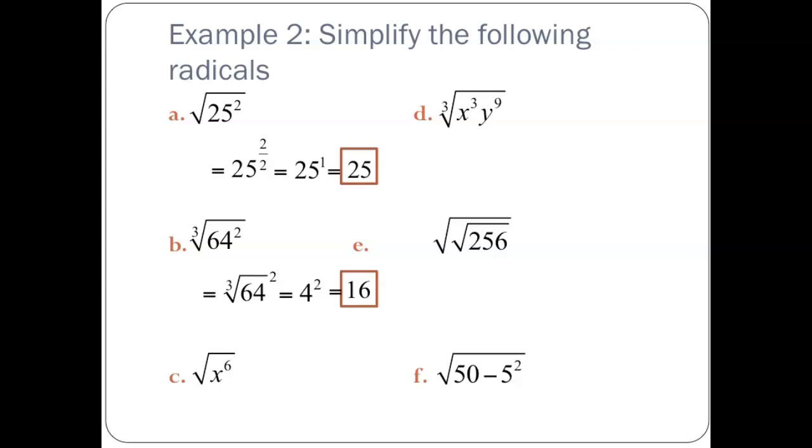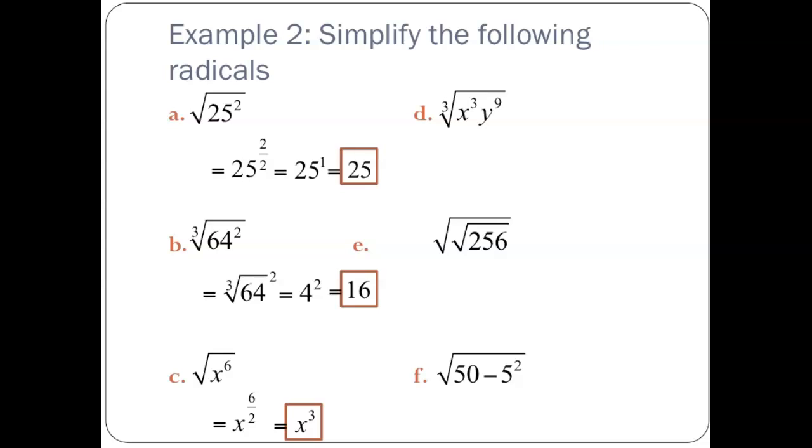All right, the next one, we have the square root of x to the 6. I can rewrite this as x to the 6 over 2. Since the 2 is implied on the outside as a square root, I can write that in the denominator of the exponent, so 6 over 2. Now 6 over 2 is equal to 3, so this is equal to x cubed.